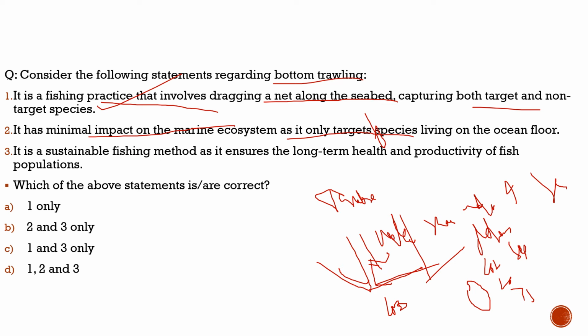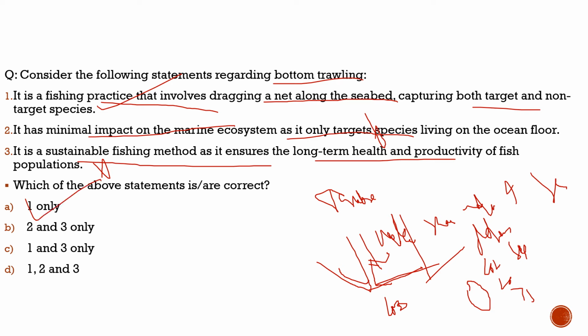Third statement: it is a sustainable fishing method as it ensures the long-term health and productivity of fish populations. Totally incorrect. It is not sustainable. So this is totally incorrect. So with respect to this question, what is the correct statement? The correct statement would be option 1 only.